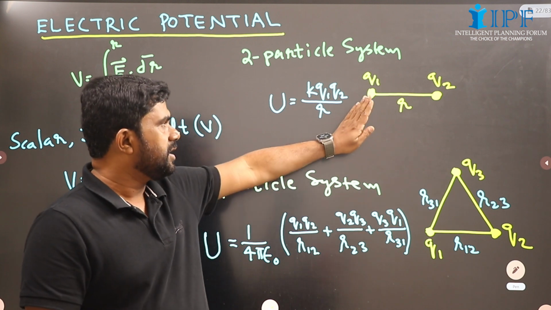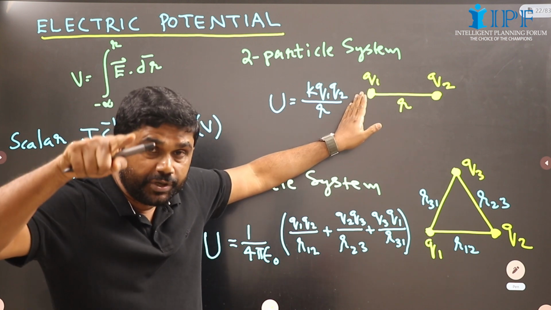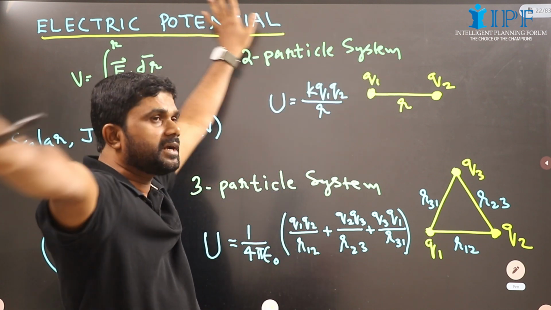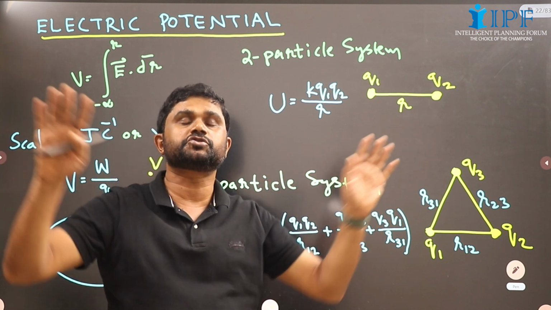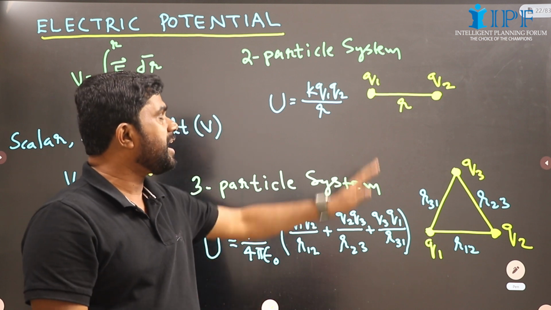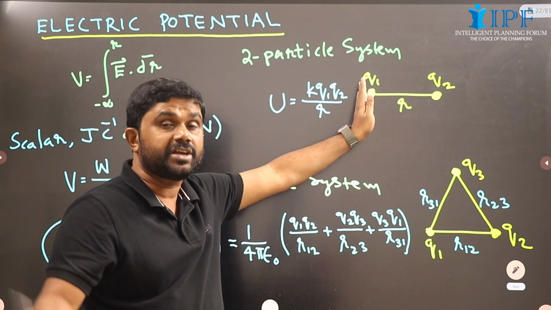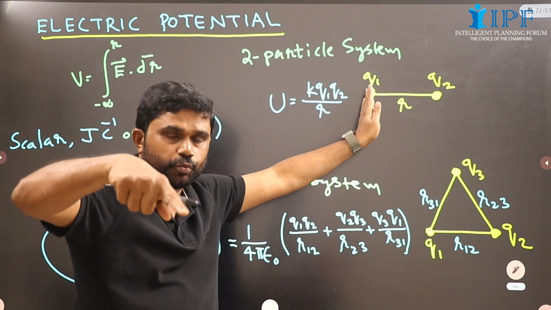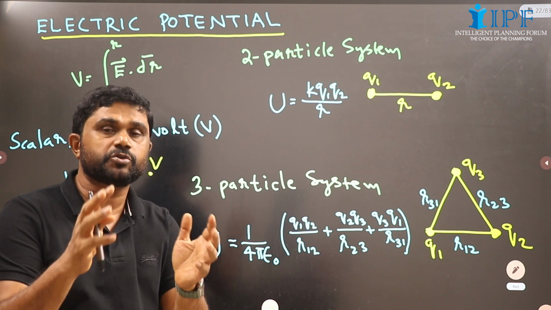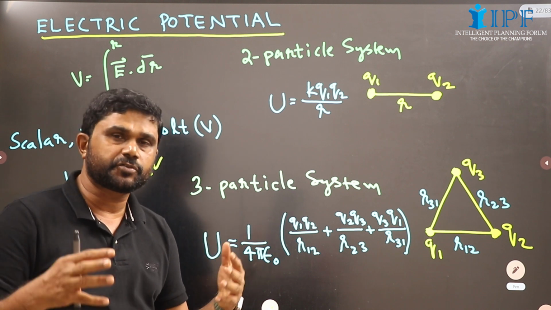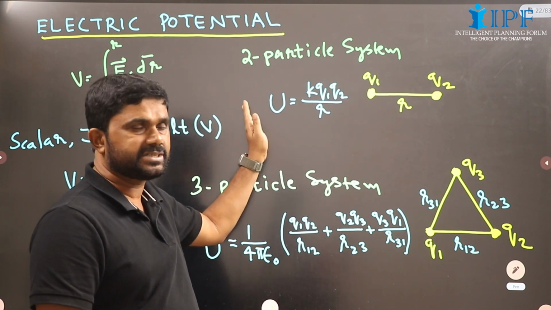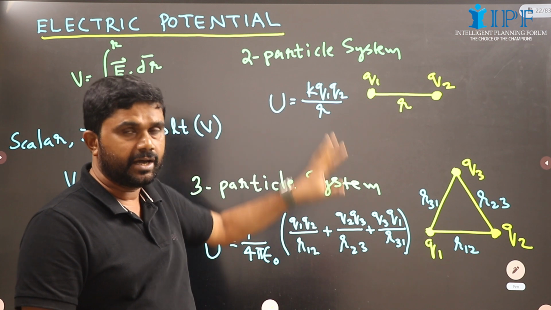Okay, because see, we will not have to do any work in bringing Q1, because when we bring Q1, there is no particle anywhere here. So there is no force of attraction or repulsion while we bring Q1. But when we have kept Q1 here and when we try to bring Q2, it will be repelled by Q1 or attracted by Q1. So there will be some force acting on Q2. Okay, so we will have to definitely do some work in bringing Q2. So this is the work required to assemble the system of two particles, and it is the potential energy of the system.